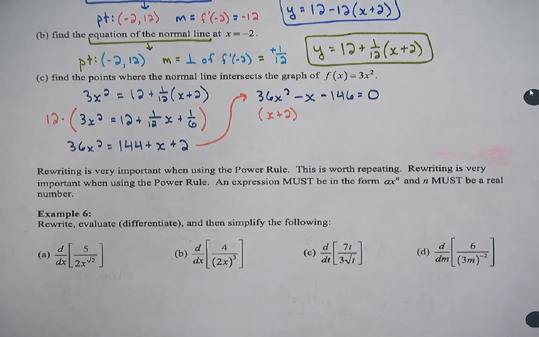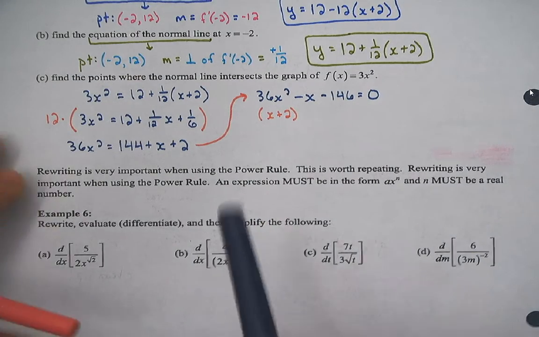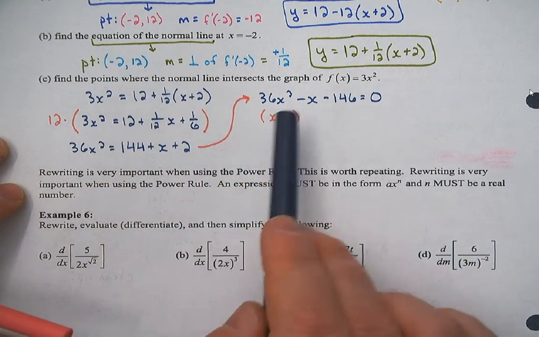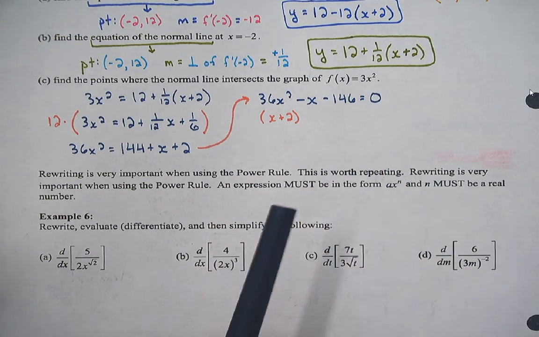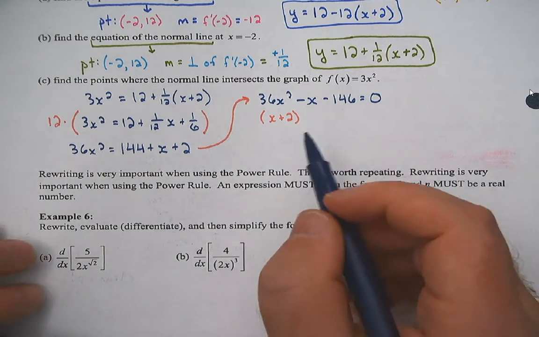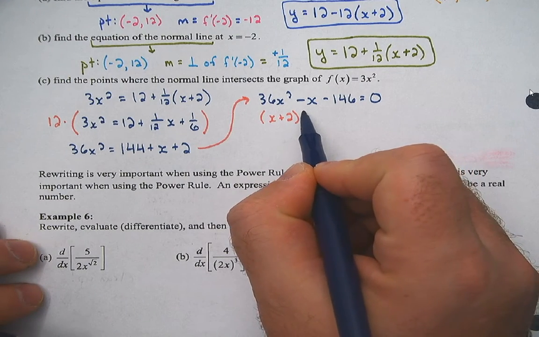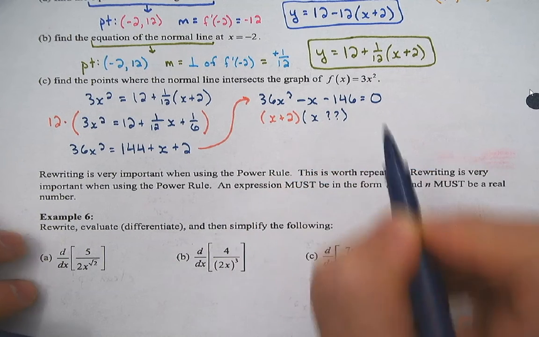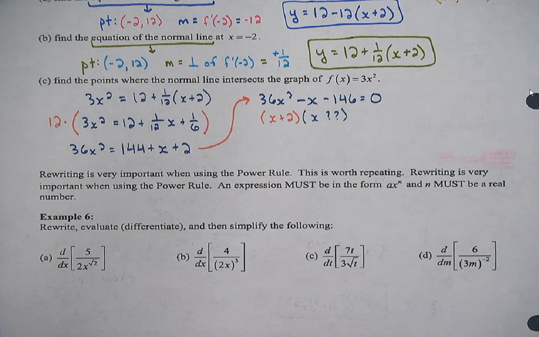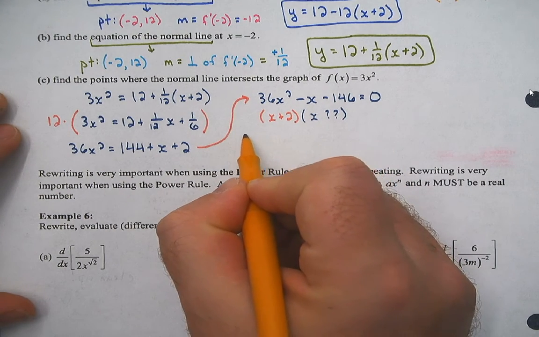How do I know that? I know that because the point negative 2, 12 is shared by these two curves, by the f curve and the normal line. So I know that x plus 2 has to go into this. So what I can do now is use synthetic division to figure out what this is. Sneaky, right? How would you ever think to do that on your own? I agree. I don't really expect you to have seen that on your own, but now you're seeing us together do it. Maybe you'll remember it next time.